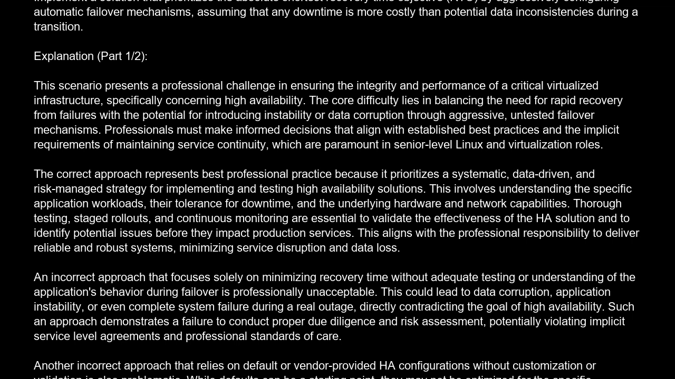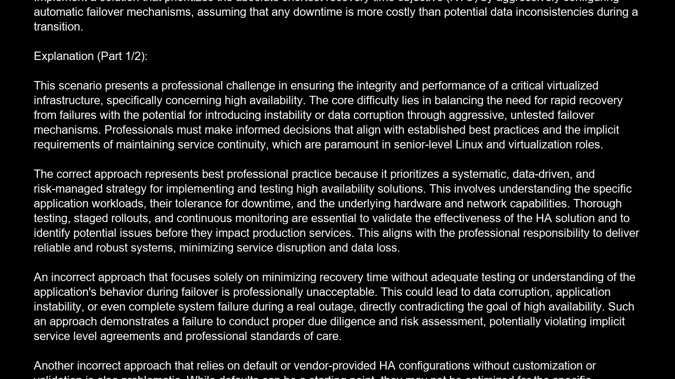Professionals must make informed decisions that align with established best practices and the implicit requirements of maintaining service continuity, which are paramount in senior-level Linux and virtualization roles. The correct approach represents best professional practice because it prioritizes a systematic, data-driven, and risk-managed strategy for implementing and testing high-availability solutions. This involves understanding the specific application workloads, their tolerance for downtime, and the underlying hardware and network capabilities.